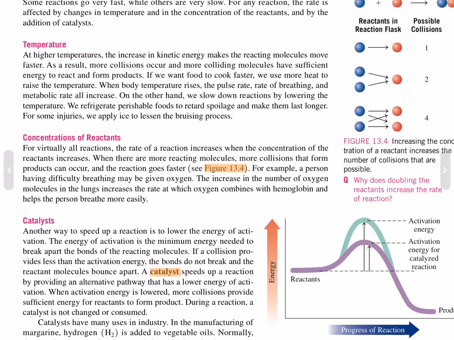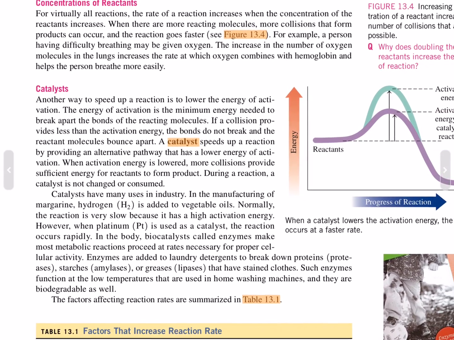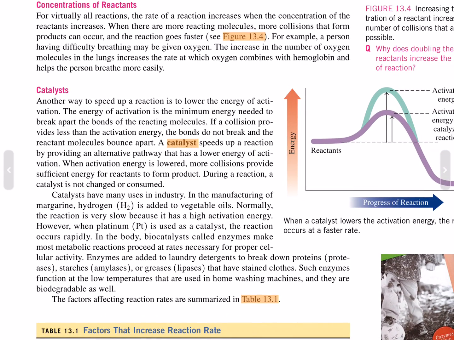Catalysts. Another way to speed up a reaction is to lower the energy of activation. The energy of activation is the minimum energy needed to break apart the bonds of reacting molecules. If a collision provides less than the activation energy, the bonds do not break and the reactant molecules bounce apart. A catalyst speeds up the reaction by providing an alternative pathway that has a lower energy of activation. When activation energy is lowered, more collisions provide sufficient energy for reactants to form product. During a reaction, a catalyst is not changed or consumed.